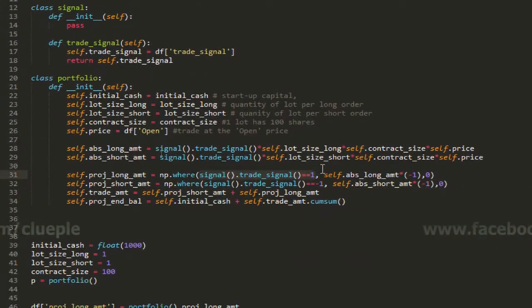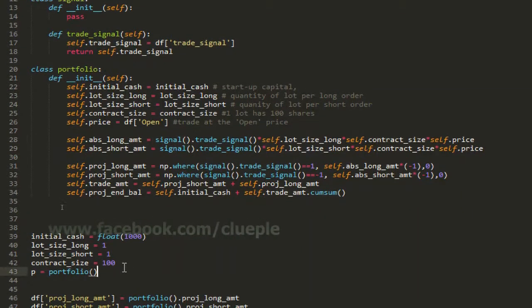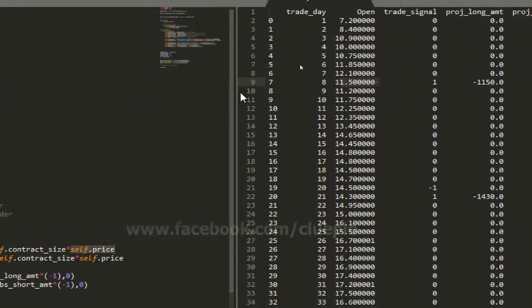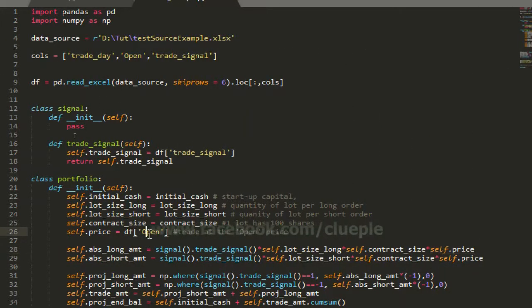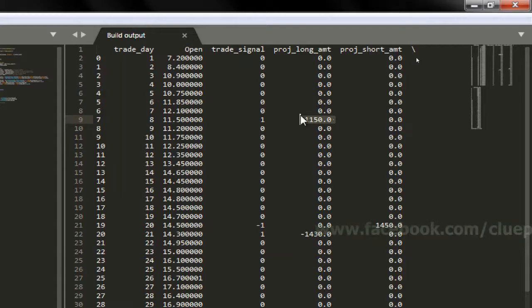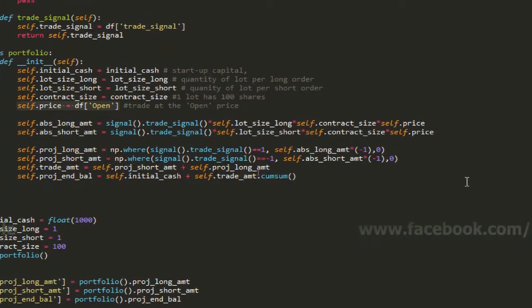So I buy, so it's the trade signal, which is a positive 1, times the lot size. The lot size is here, it's only 1, I just set it to 1 for simplicity, and it's multiplied by the contract size, which is here, 100 shares per lot, and then multiplied by the price, and the price is here. It's defined inside the class portfolio, self.price_open, which is here, because I have to pay 1,150.